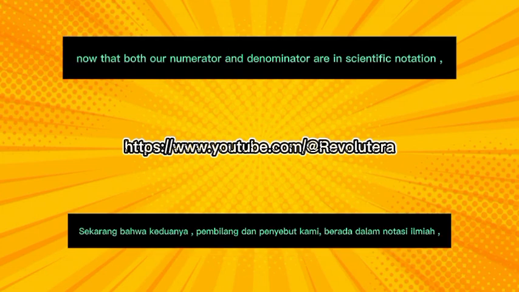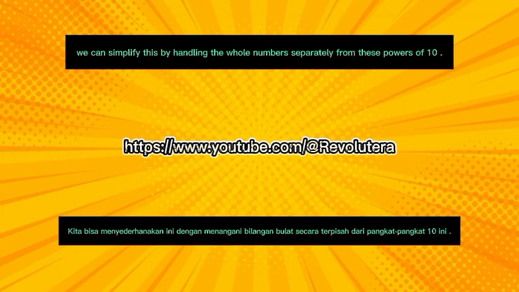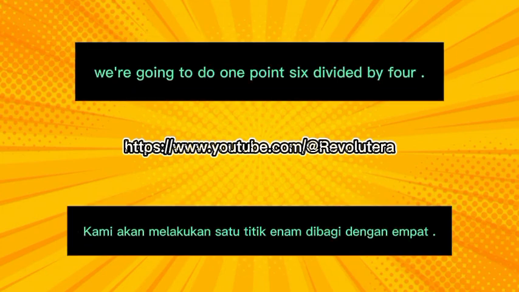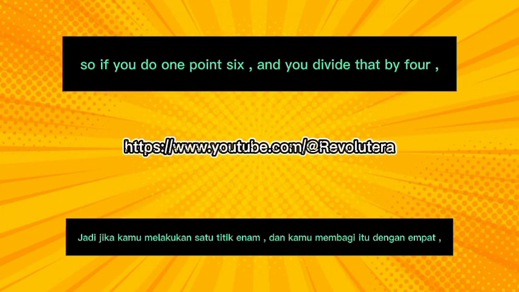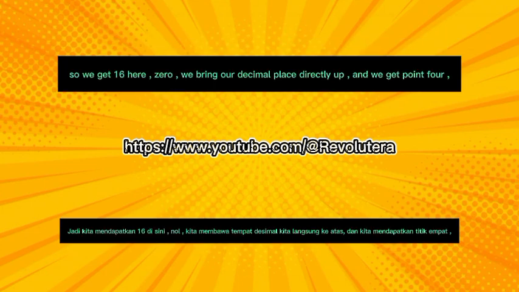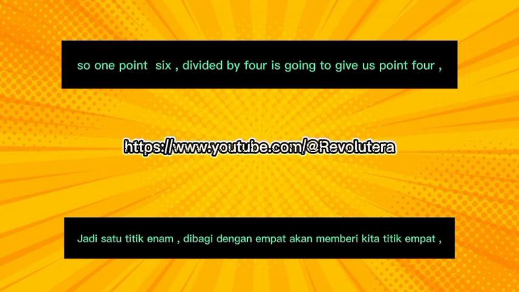Now that both our numerator and denominator are in scientific notation, we can simplify this by handling the whole numbers separately from these powers of 10. So we are going to do the whole numbers and the decimals together. We are going to do 1.6 divided by 4. So if you do 1.6 and you divide that by 4, 4 doesn't go into 1, but 4 goes into 16 4 times. So we get 16 here, 0, we bring our decimal place directly up, and we get 0.4. So 1.6 divided by 4 is going to give us 0.4.